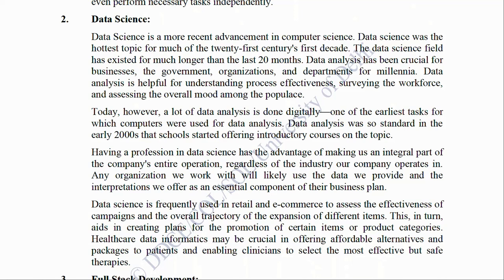The data science field has existed for much longer than the last 20 years. Data analysis has been crucial for businesses, the government, organizations, and departments for millennia. Data analysis is helpful for understanding process effectiveness, surveying the workforce, and assessing the overall mood among the populace. Today, however, a lot of data analysis is done digitally. One of the earliest tasks for which computers were used, data analysis was so standard in the early 2000s that schools started offering introductory courses on the topic.